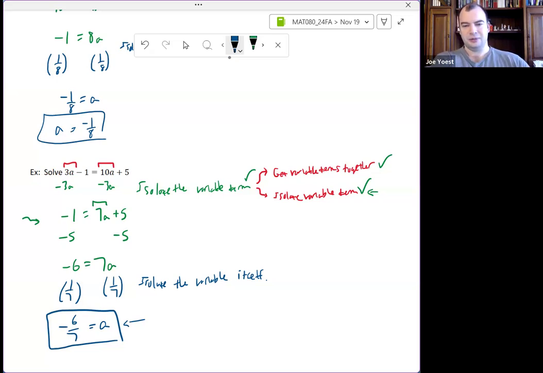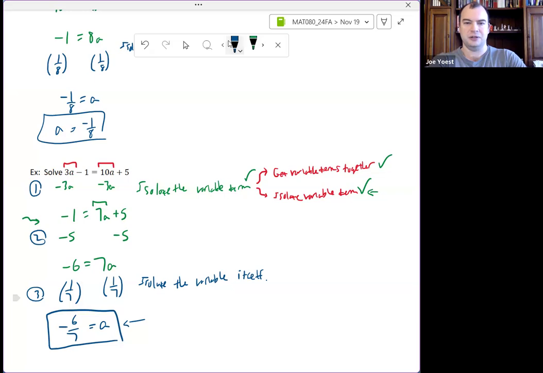Now note that I had to apply actually 3 equation solving steps here. It took me 2 equation solving steps to isolate the variable term, because I had to do one operation on both sides of the equal sign to get the variable terms together, then another operation to get the constant terms together, essentially, to isolate the variable term, and then another one to get the variable by itself.